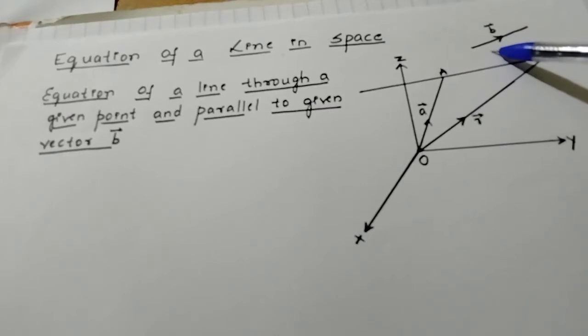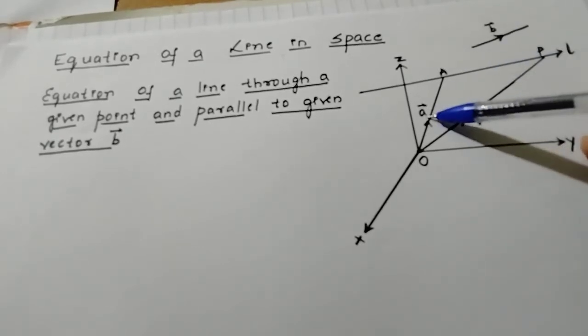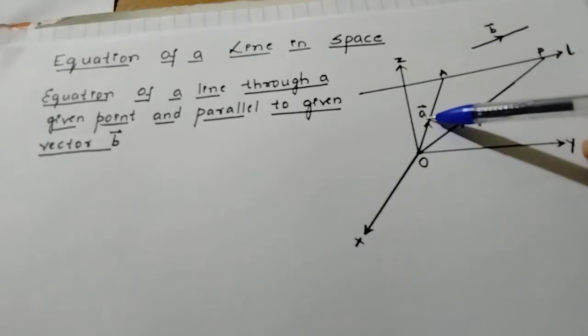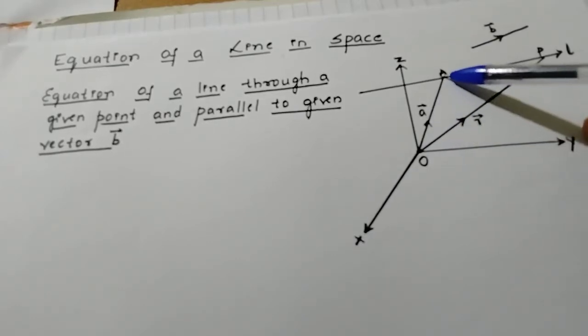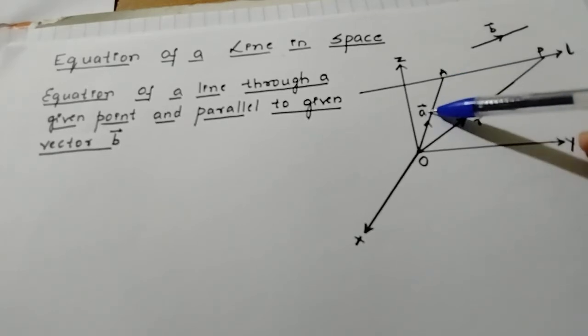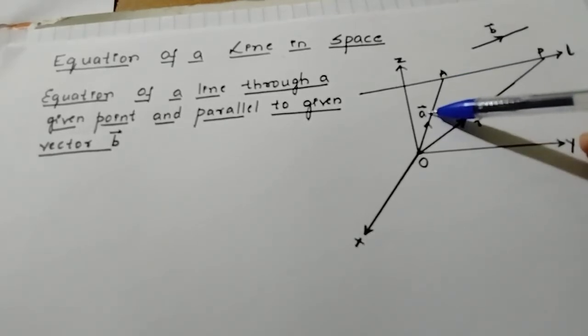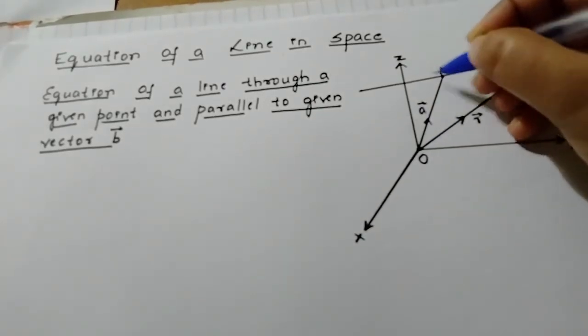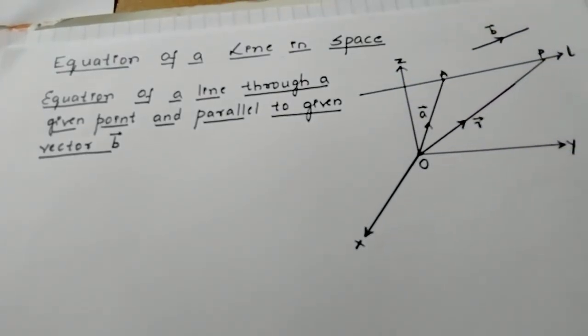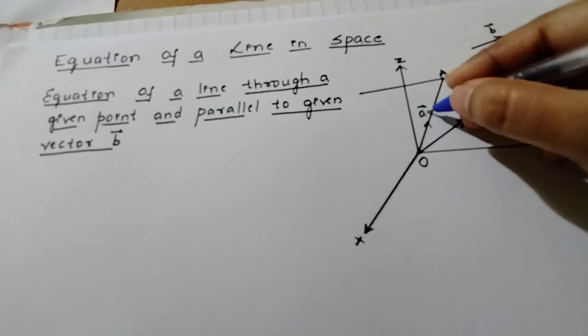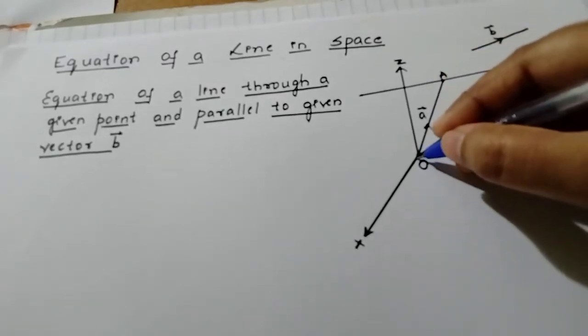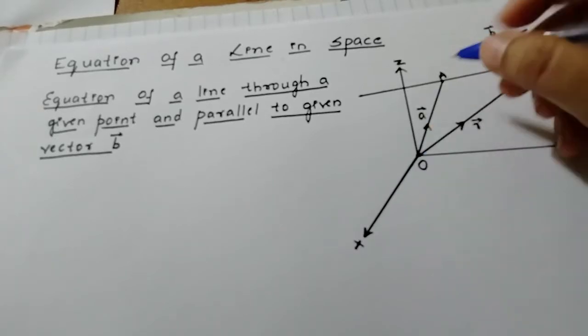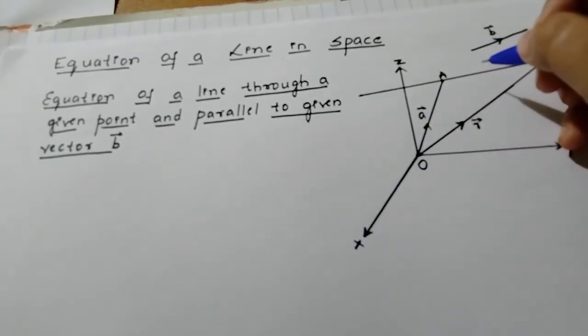This vector is taken as b. Now a is the position vector of the given point A. Here is the given point A. This vector a is a position vector with respect to the origin. This is the point where your line L is passing through. So a is the position vector with respect to the origin O, and it forms a rectangular coordinate system. Let L be one line which passes through the point A.